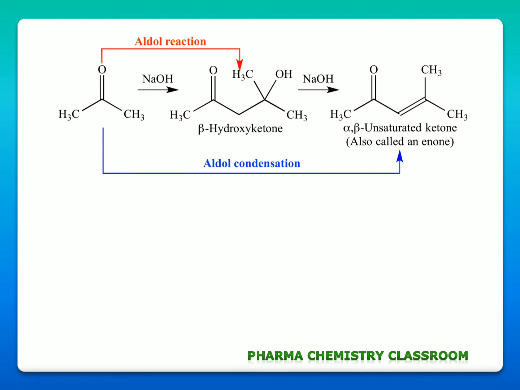Here is given an example for aldol reaction and aldol condensation together. Acetone is taken as an example. Two molecules of acetone react, and in the aldol reaction we get beta hydroxy ketone, and the same beta hydroxy ketone undergoes dehydration, where one hydrogen and this OH leave the beta hydroxy ketone to get alpha beta unsaturated ketone, our final product of aldol condensation reaction.